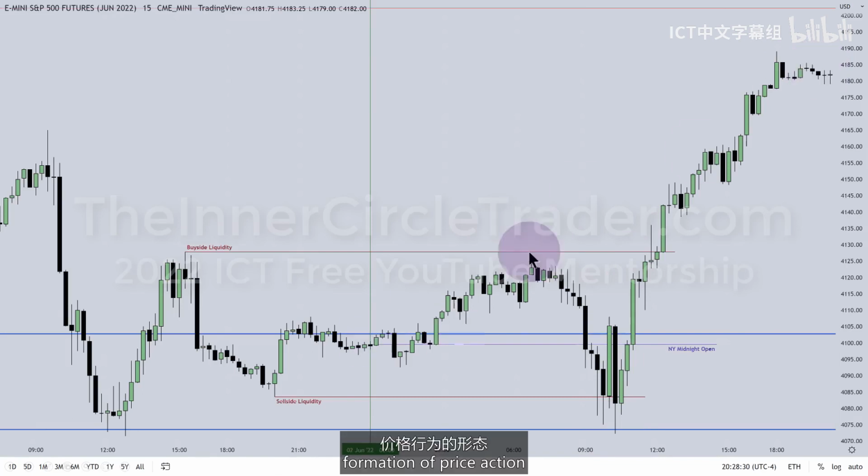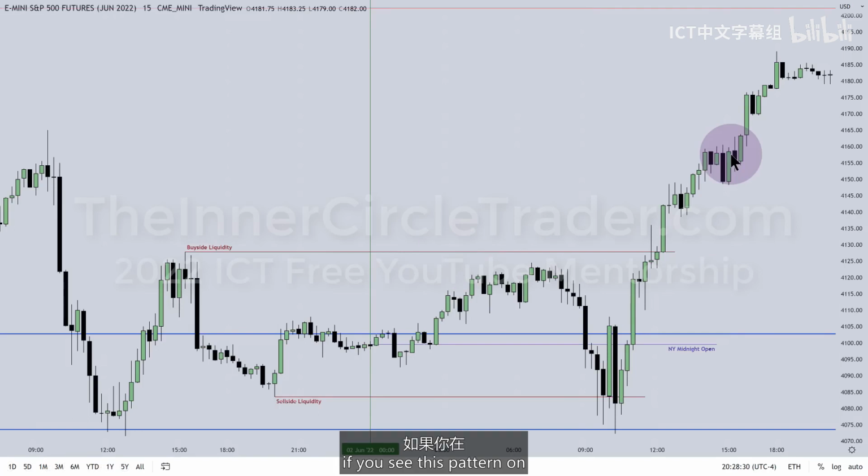This formation of price action is what I dub my ICT Power 3, where it's accumulating, manipulating, distributing. So it's opening, create the low of the day, and then rally.